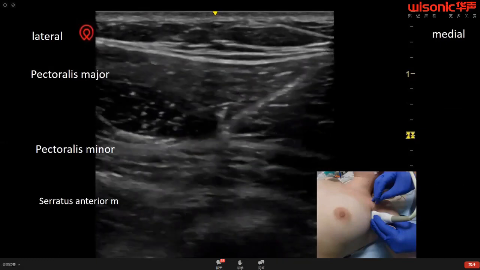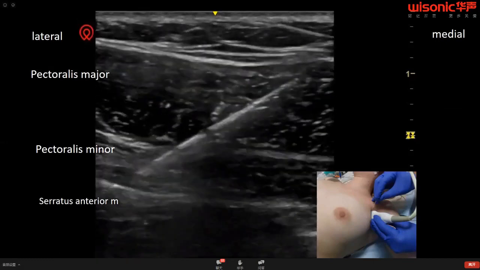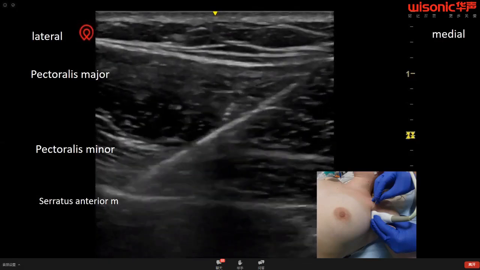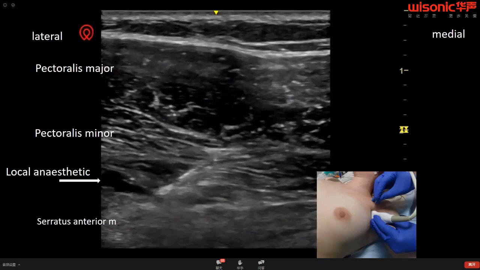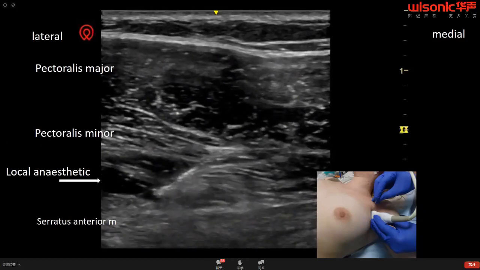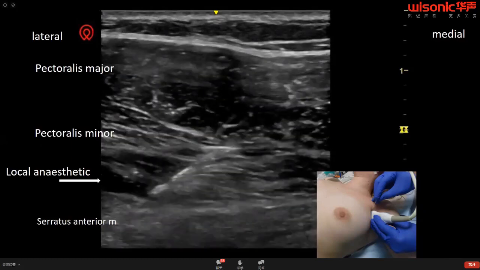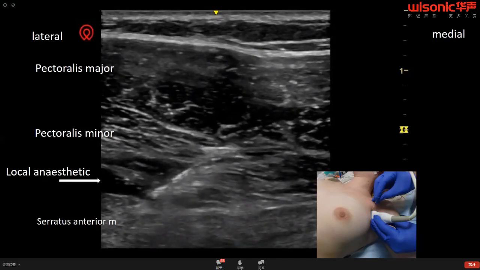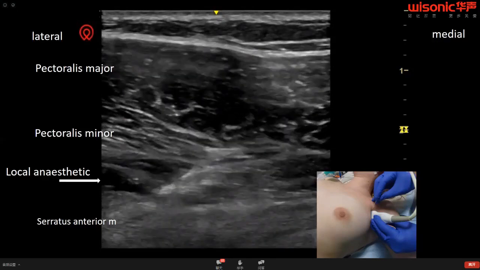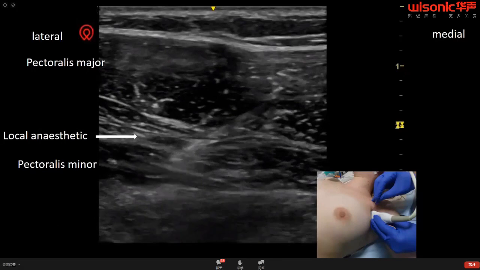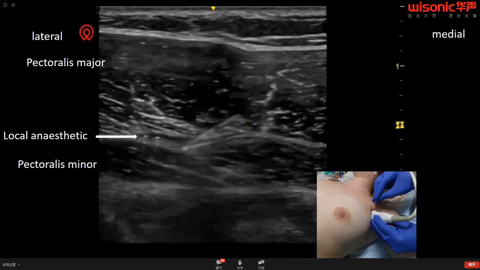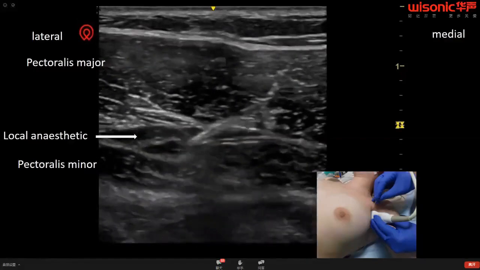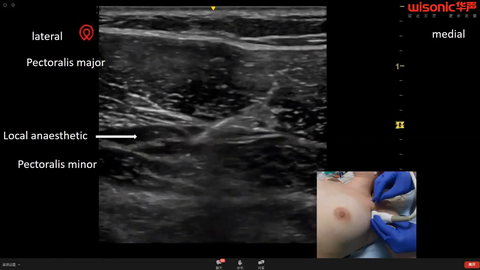The first injection point is below the pectoralis minor muscle. Now the local anesthetic is injected in the plane between the minor and serratus anterior muscle. The needle is retracted between the minor and major muscle, and this is the so-called PEC 1 block.